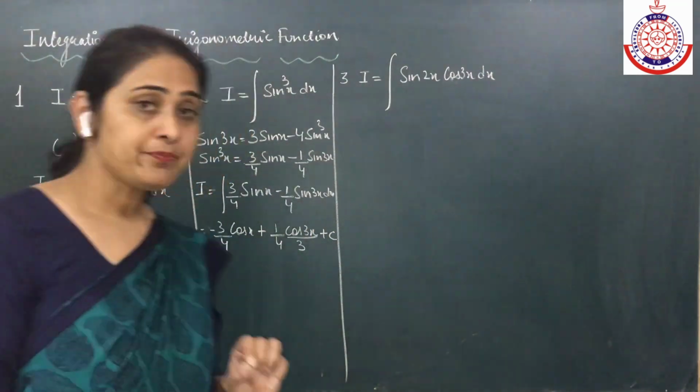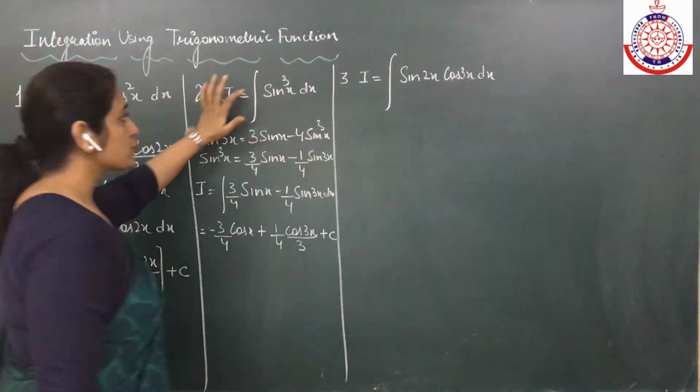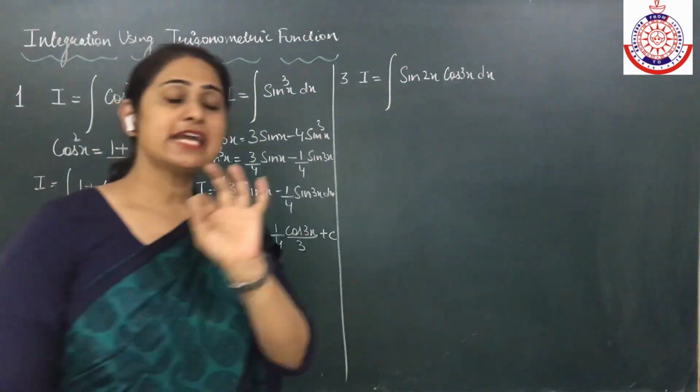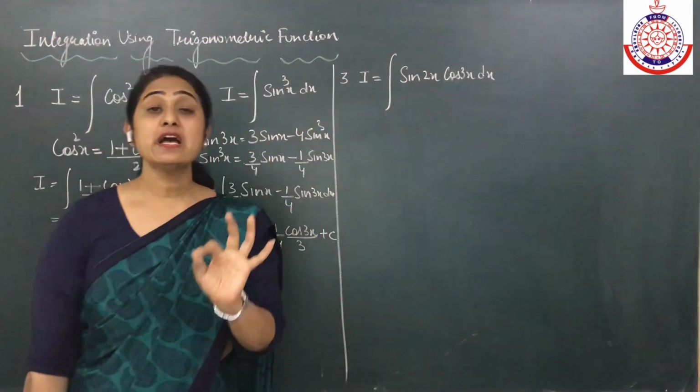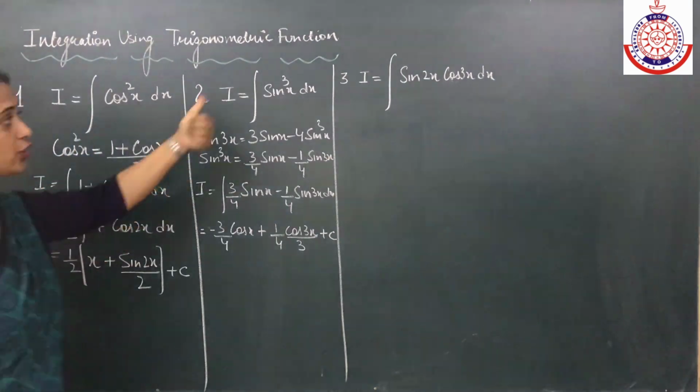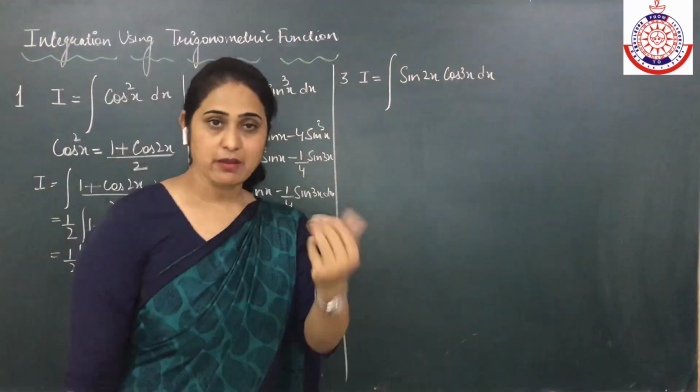Is it clear, children? First of all, I need to remove this power because I know the integration of sine, but I do not know the integration of sine cube. So, square we have removed by the doubles formula, cube we will remove by the triples formula.